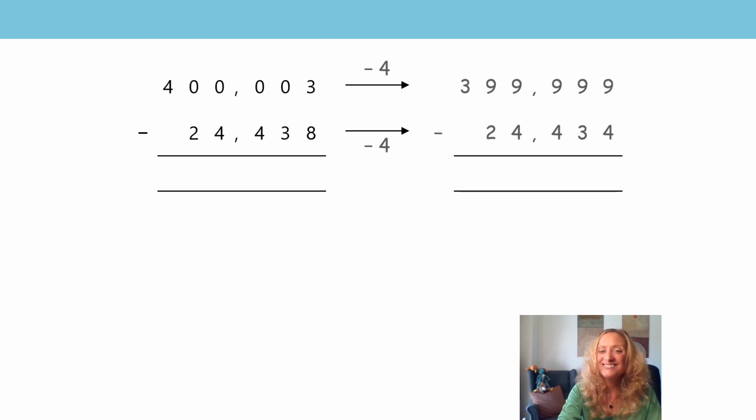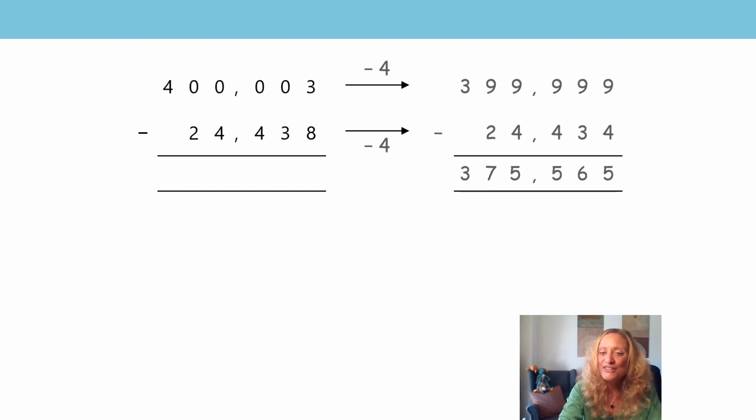How did you get on? Did you find it easy to find the difference subtracting from 399,999? Let's have a look at your difference. So 9 ones subtract 4 ones is 5 ones. 9 tens subtract 3 tens is 6 tens. 9 hundreds subtract 4 hundreds is 5 hundreds. 9 thousands subtract 4 thousands is 5 thousands. And 9 ten thousands subtract 2 ten thousands is 7 ten thousands. And we have 300,000, don't we, which we're not subtracting from.